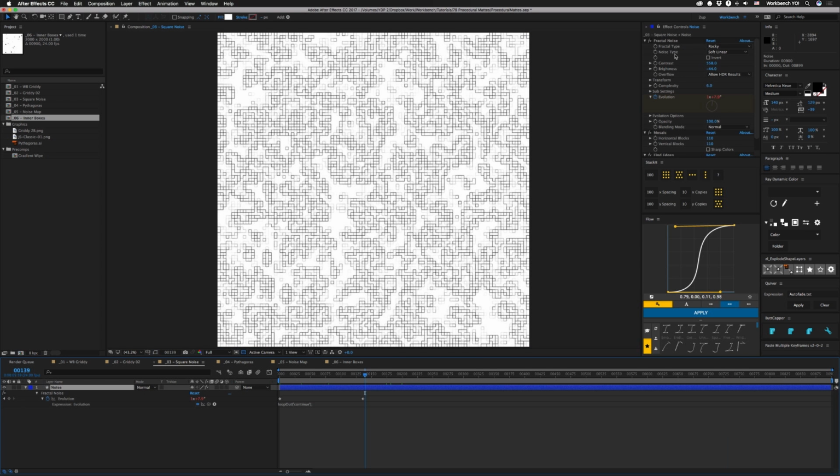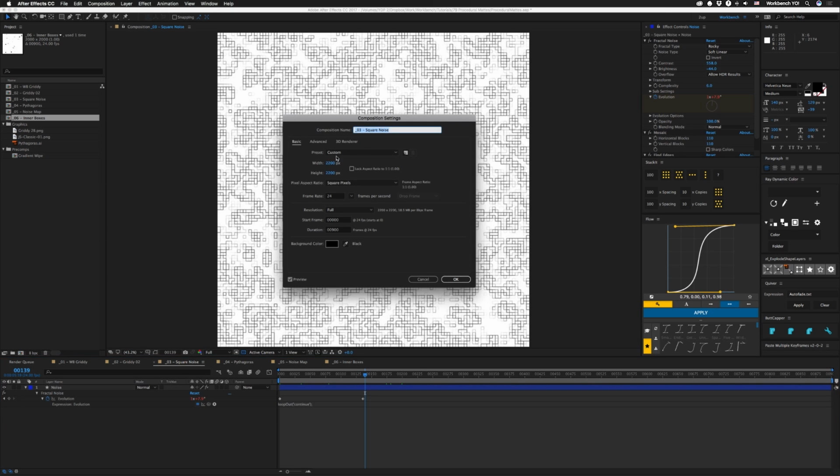It's really simple. It's just a layer with fractal noise on it that has some evolution on it, to which I've added a loop out continue expression. Then it's the mosaic effect and find edges. This comp is 2200 pixels wide, so it'll just about cover the diagonal area of an HD comp. All right, so let's close that.